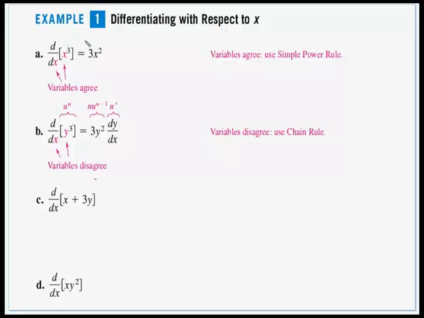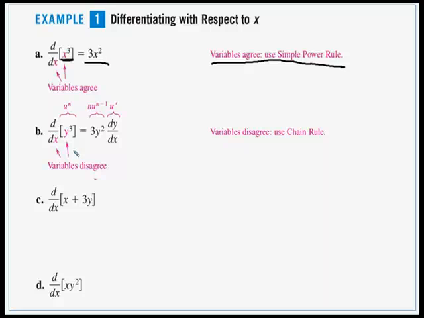So here in example 1, this hopefully will clear it up a little bit if there's any confusion left. In letter A, we are trying to find d dx, the derivative with respect to x of x to the third power. And here we see the variables agree. We're deriving with respect to x. This term only involves the x variable, so we use our simple power rule. Bring the 3 down front, x to 1 power lower, 3x squared.